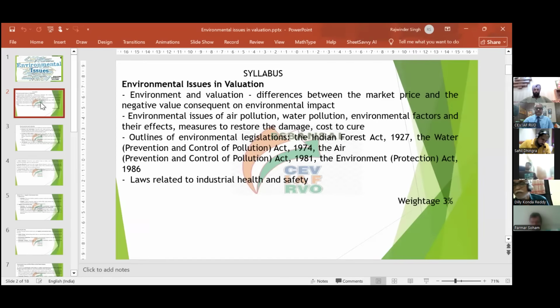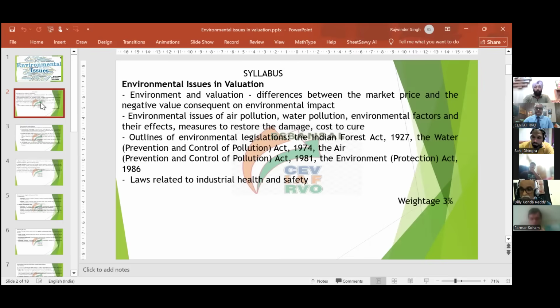Then you need to understand the basics of the environmental legislation such as Indian Forest Act 1927, Water Prevention and Control Act 1974, Air Prevention and Control Act 1981, Environmental Protection Act 1986, and laws related to industrial health and safety. And it has a weightage of 3%.